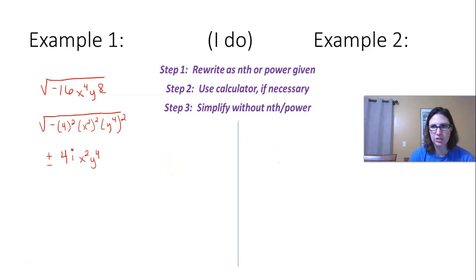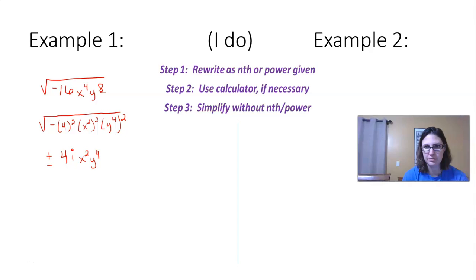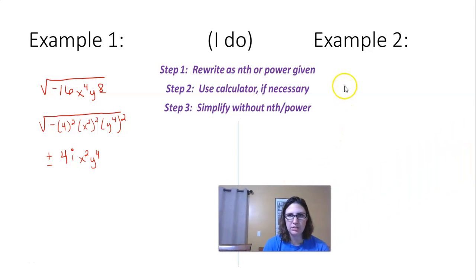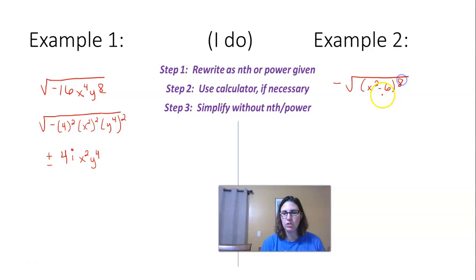Okay, let's try another one over here. The one I wanted to give you has a negative on the outside this time, and then x squared minus 6 to the power of 8. So go ahead and be thinking about this one. We have a negative on the outside. That's okay. If you remember from yesterday, it just means the opposite. And you have x squared minus 6, and this is also a square root.